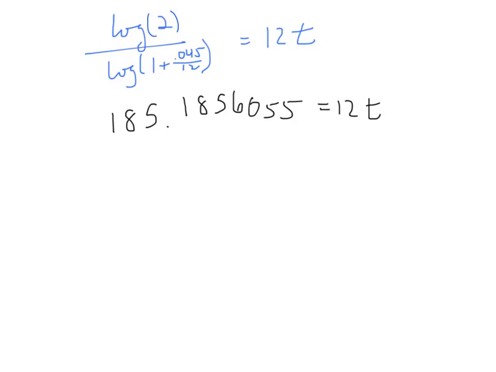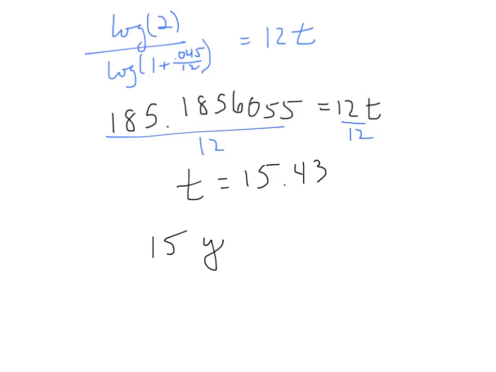And of course, that's equal to 12t. So now if you divide both sides by 12, which is the next step, your answer, t, turns out to be approximately 15.43. Now the problem originally stated to round it to the nearest year. So I would report 15 years by my rounding instruction. So again, you got to pay attention to the rounding because there's many, many, many points lost for incorrect rounding.